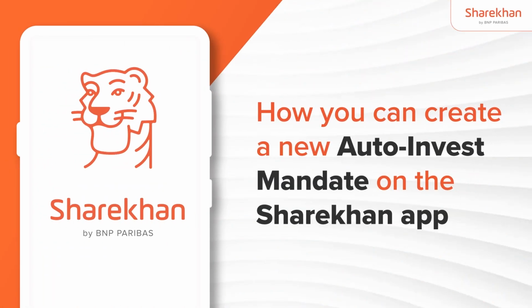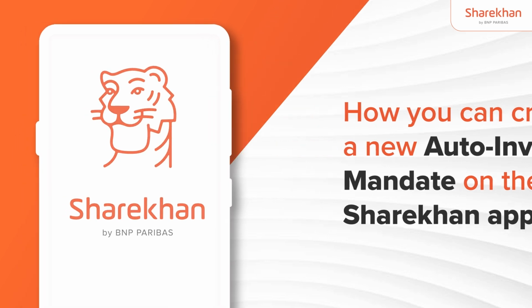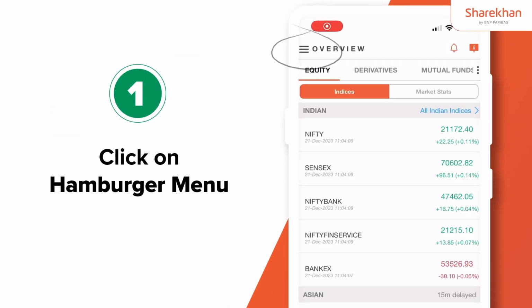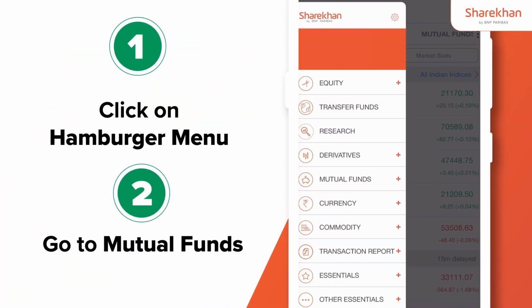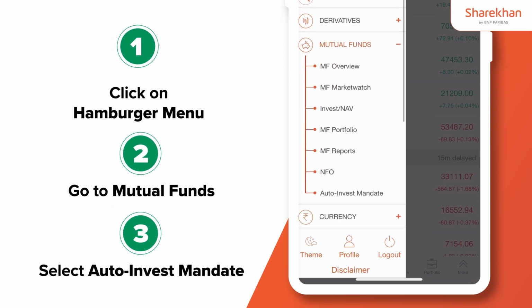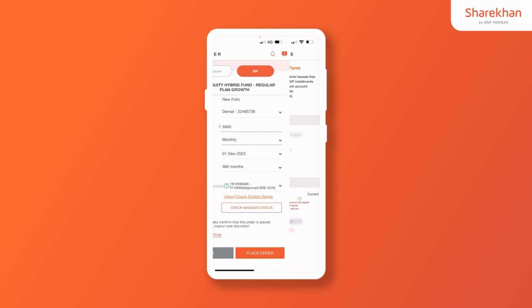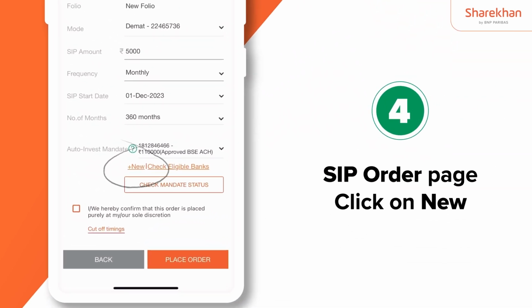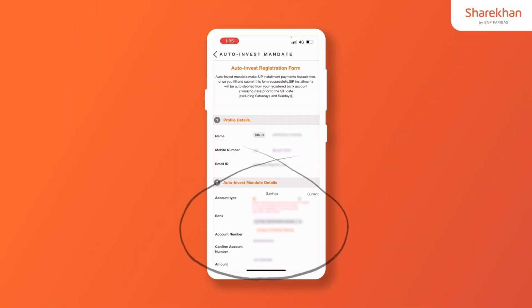Let's learn how you can create a new auto invest mandate on the Sharekhan app. Open the menu and go to Mutual Funds. Then, select Auto Investment Mandate. Alternatively, you can click on New on the SIP order page.